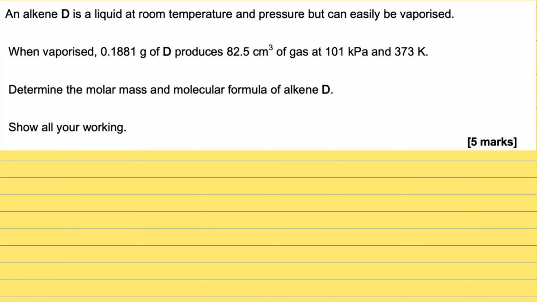Okay, let's take a look at some exam questions. Question 1. An alkene D is a liquid at room temperature and pressure but can easily be vaporized.